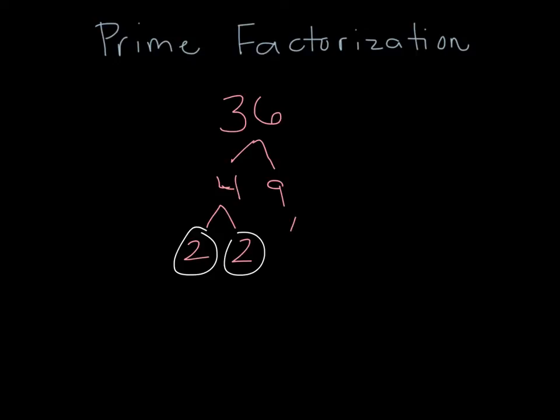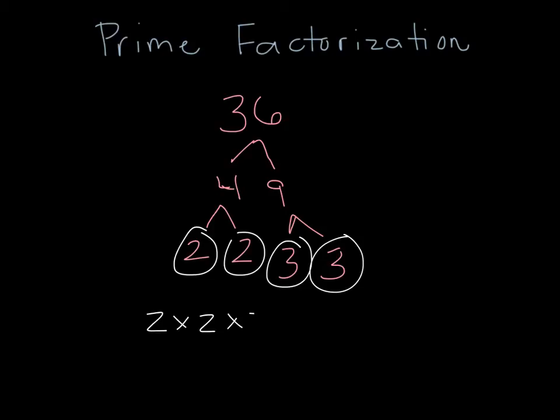So I'm going to break 9 down into 3 times 3. And I know that 3, based on what I know about prime numbers, 3 and 1 are the only factor pairs. These numbers are prime as well. So our final answer is 2 times 2 times 3 times 3.